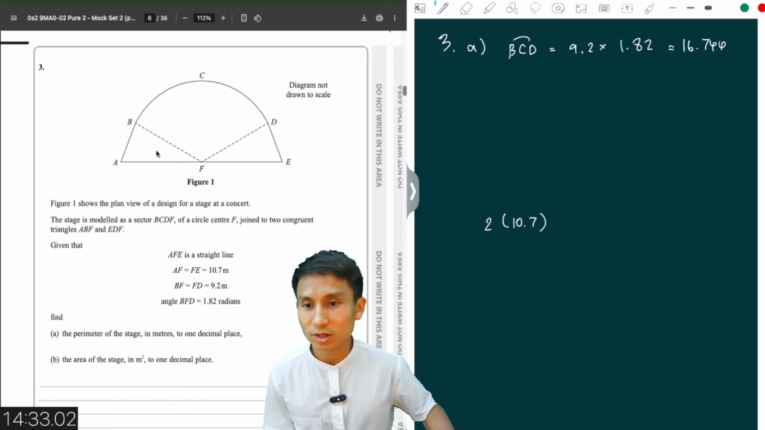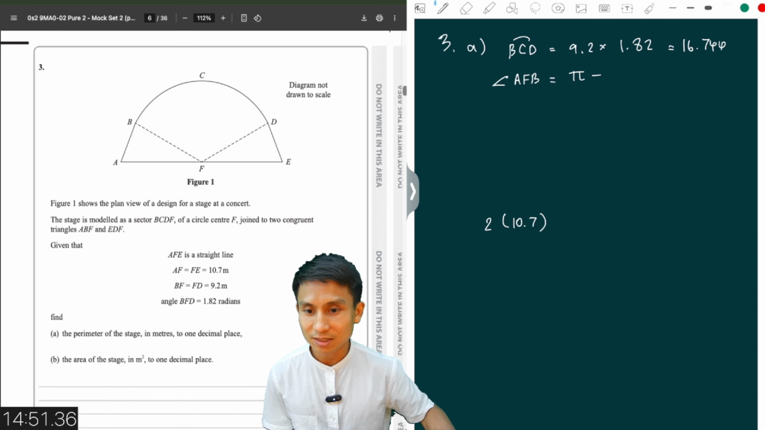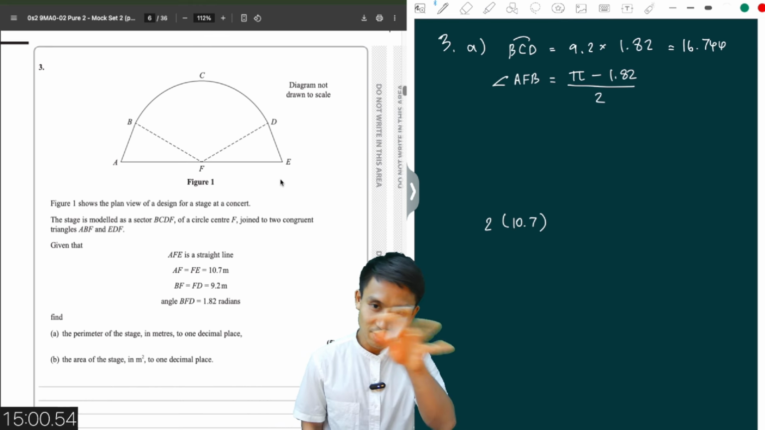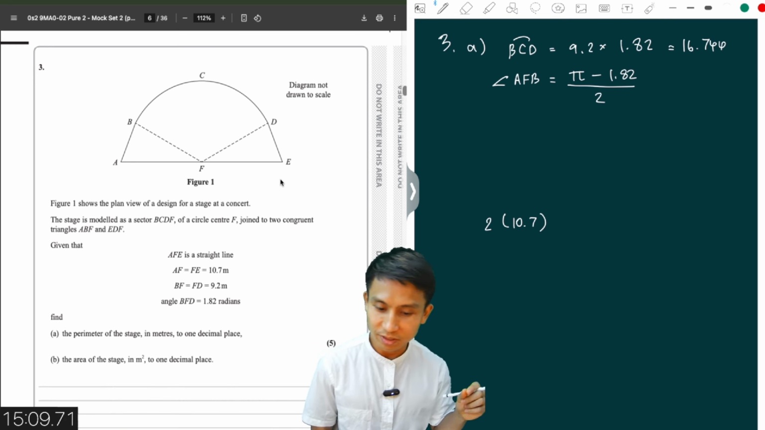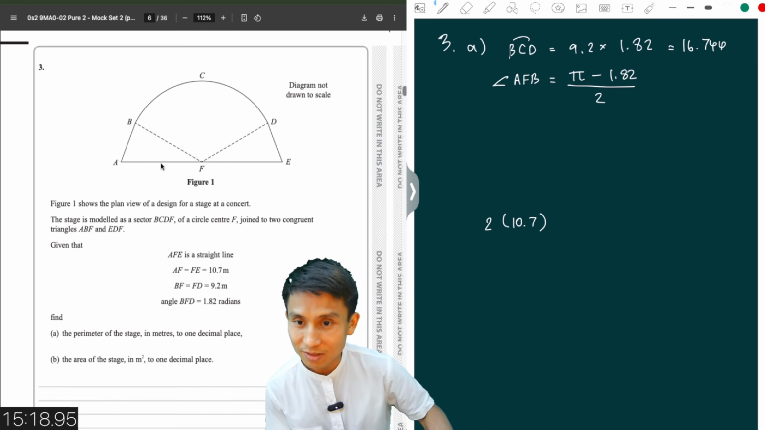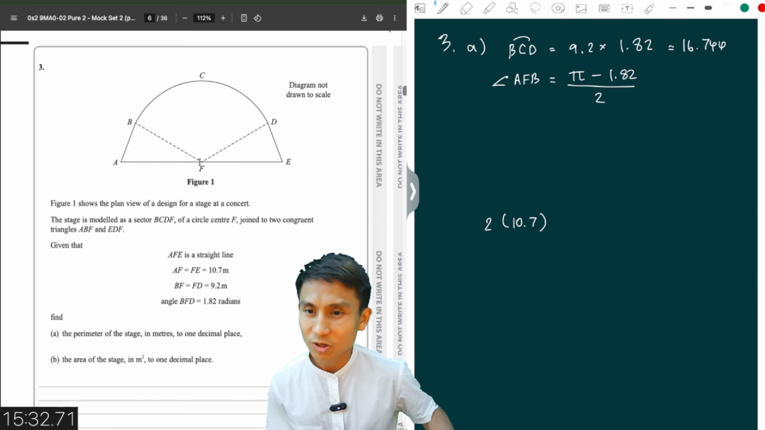Because the two triangles are congruent, we have to find each of these angles here, which will be the same. So that angle there, angle AFB equals, because AFE is a straight line, pi minus this angle of the sector, which is 1.82 radians, and divided by 2, because we need to share that into halves because there are two sides. After we get that angle, let me keep it in exact form. I prefer keeping it in exact form like that. Now we're going to use this to find the side AB. Is there a way to find it more quickly? Probably not, because we know this is side BF, which is the radius. We know this angle, and we know AF.